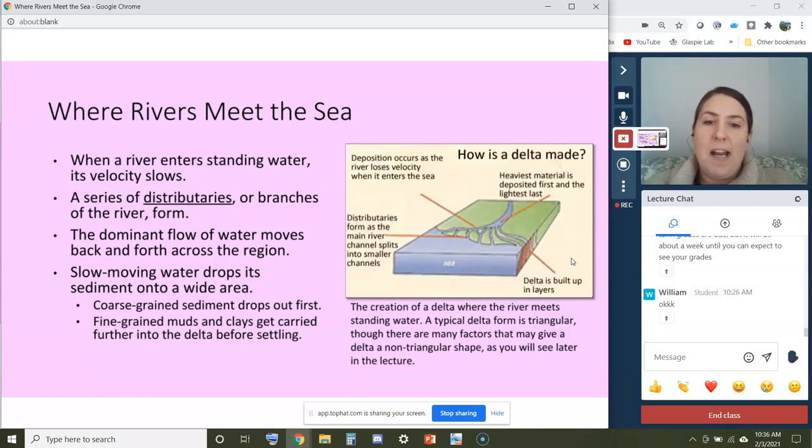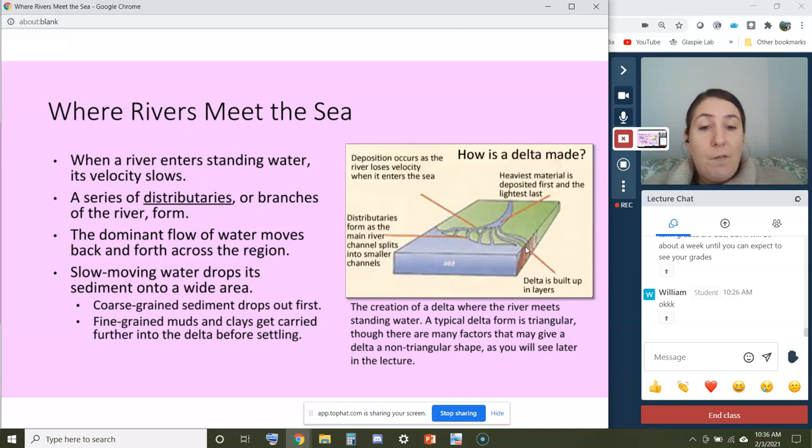And so what you end up getting are a bunch of branches of the river forming and kind of spreading out to deal with that slowing down. And so we call these distributaries, or branches of the river. And so in this image here, you can see the distributaries are these thin tendrils of the river that appear as the river is approaching the sea.